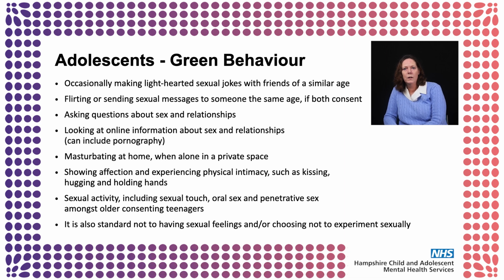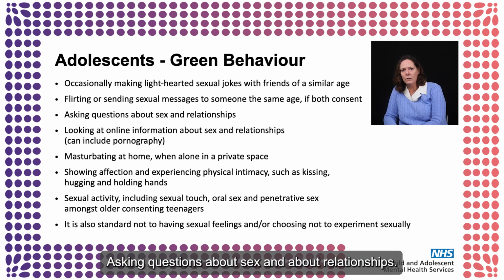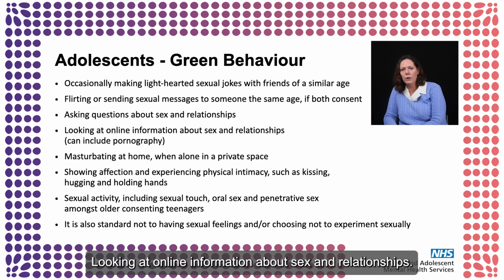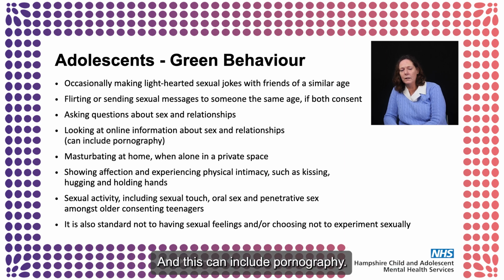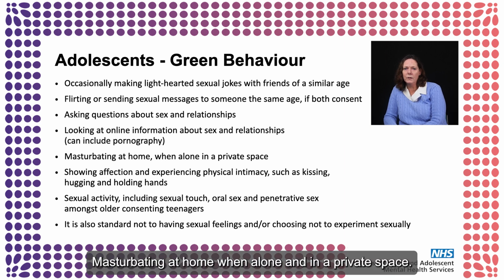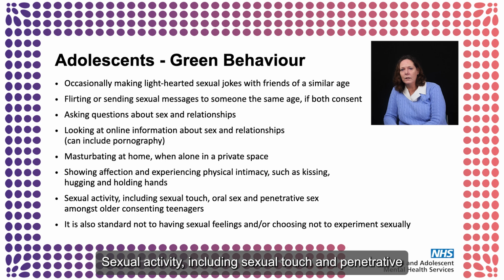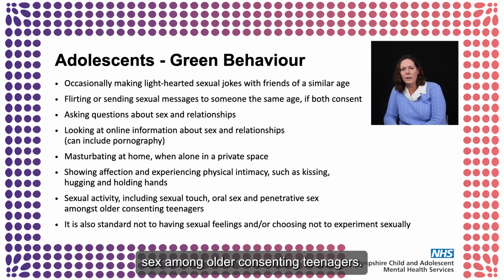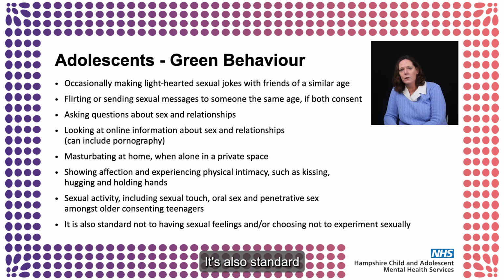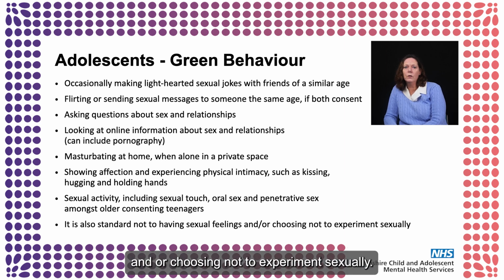Those behaviours which would be considered green for adolescents: occasionally making light-hearted sexual jokes with friends of a similar age, flirting or sending sexual messages to someone the same age, obviously if they both consent, asking questions about sex and about relationships, looking at online information about sex and relationships, and this can include pornography, masturbating at home when alone and in a private space, showing affection and experiencing physical intimacy such as hugging, kissing and holding hands, sexual activity including sexual touch and penetrative sex among older consenting teenagers. It's also standard not to be having any sexual feelings and or choosing not to experiment sexually.